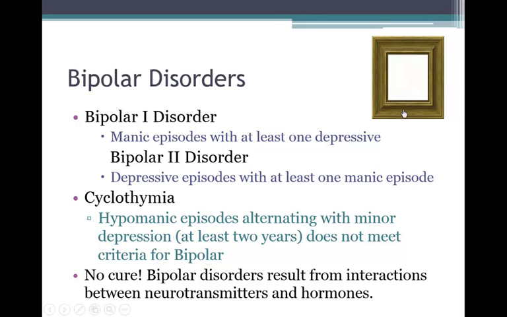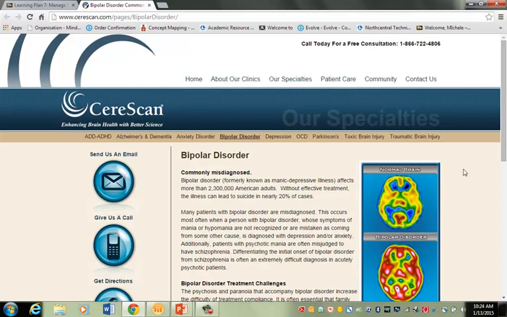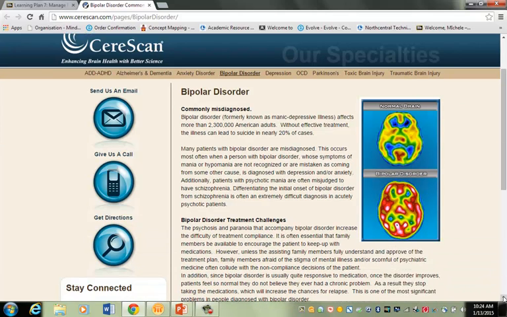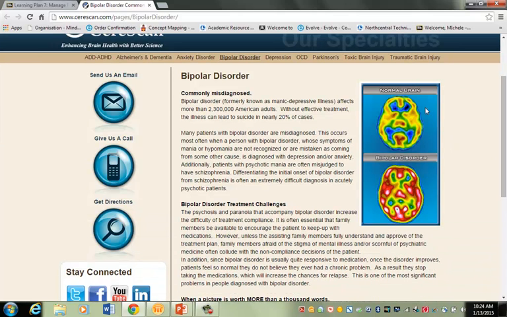So let's take a look at what that looks like compared to a normal brain. It's obvious here, here's your normal brain, here's your bipolar brain. All this red, extreme activity, almost affecting all areas of the brain. And this is going to get you your symptoms of bipolar.